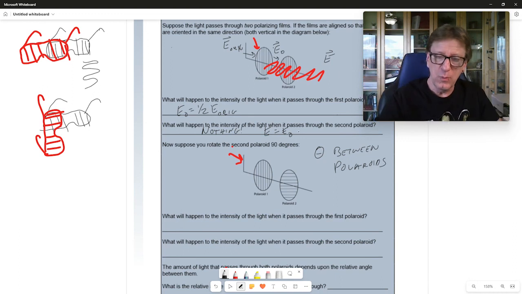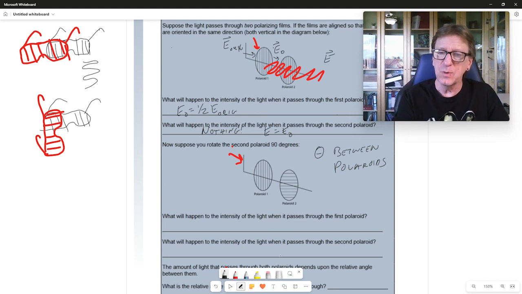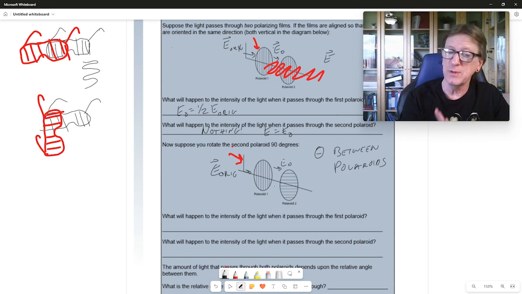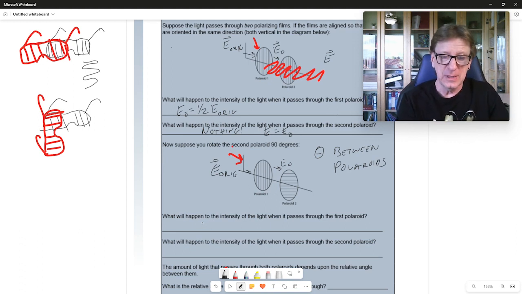So what will happen to the intensity of the light when it passes through the first Polaroid? Well, it's still going to be half, right? It's going to be half of our original. So here I've got my original light, my original EM wave that's coming this way. And then what comes out is going to be E0. That's going to be what passes through the first Polaroid. So E0 then is again equal to 1/2 of my original light.